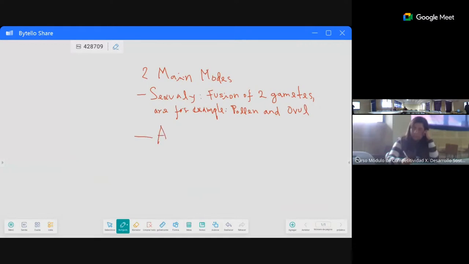And the asexual is a process where we use stems, roots, or leaves to obtain a new plant. So this is the concept that we can use to understand what propagation of plants is.